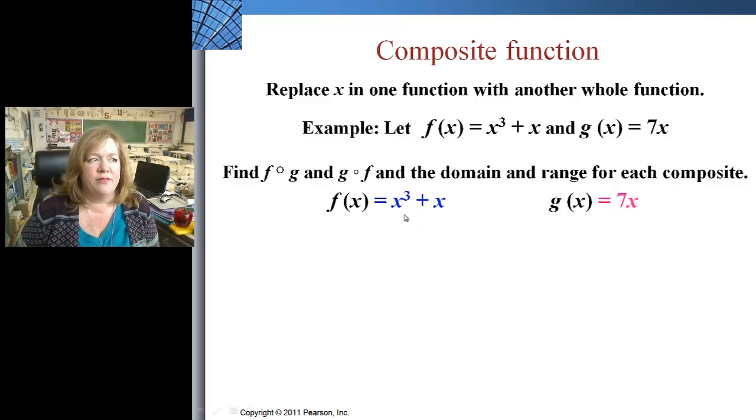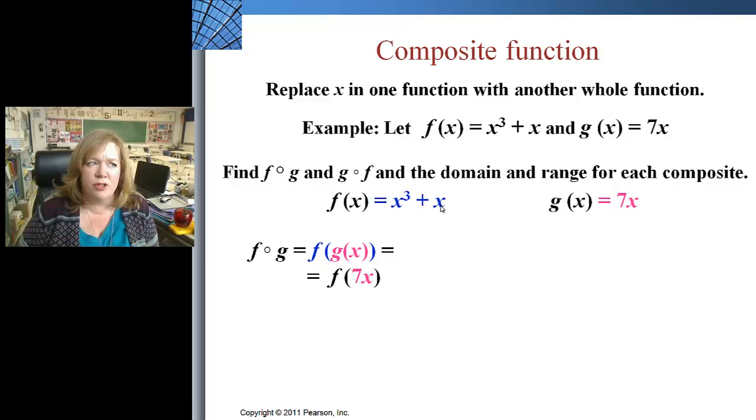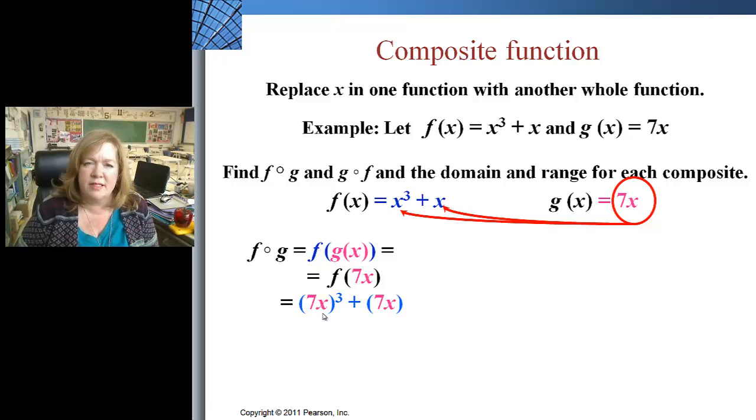So if I'm doing f of g, that means I'm putting this g function into the f. G of x is 7x. So I will rewrite this as f of g of x. The g of x is going inside the f. G of x is 7x. So when I look at this f of x, I've got an x cubed and an x. Everywhere there's an x, I'm going to put this whole thing, 7x. So this guy is going to go in for the x cubed and the x. So it's going to end up to be 7x quantity cubed plus 7x.